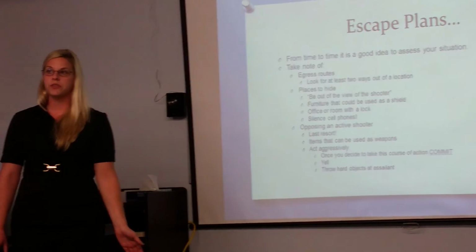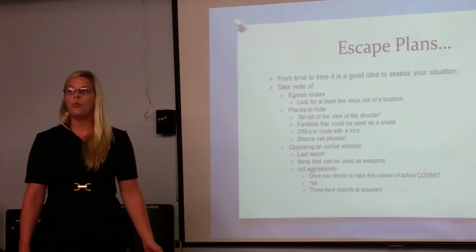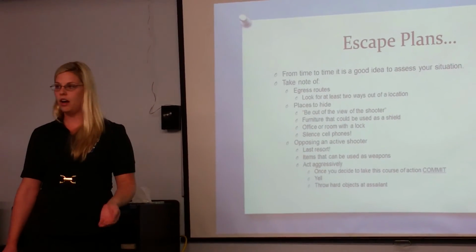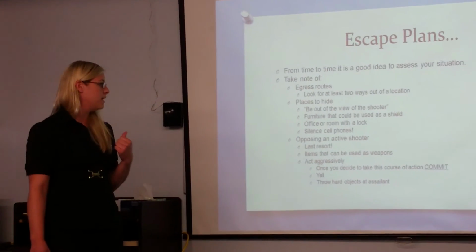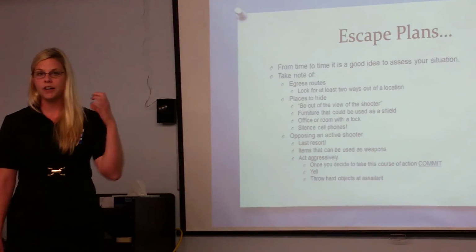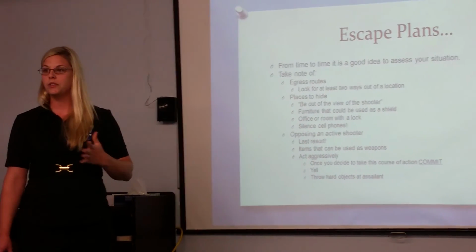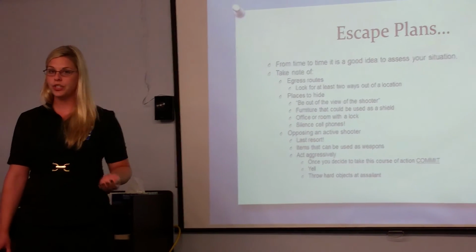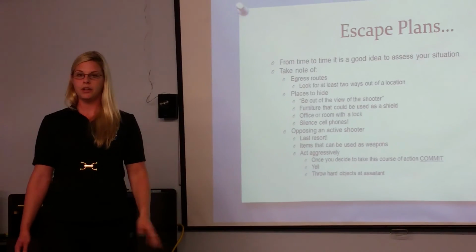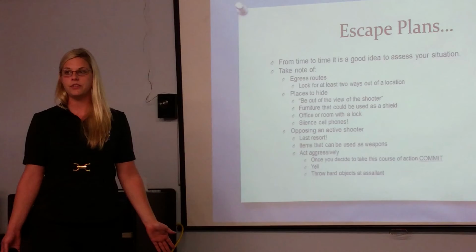Opposing the shooter is a last resort. That's if you don't have any other option at all. And when you decide to do this, you have to commit to it completely. It's either all or nothing. And you do your best to act aggressively. You yell at them, throw hard objects at them, try to disable them in any way that you can. You can find something to hit them with, like a fire extinguisher or a chair, like you saw in that video, something that's going to stop them from moving forward. So those are all really good options for you if you find yourself in this position.